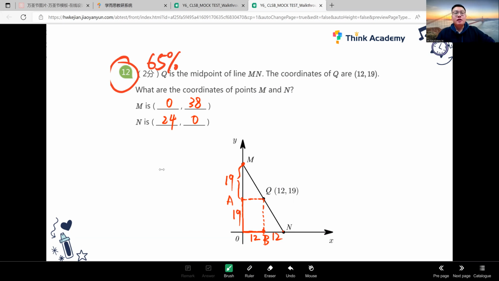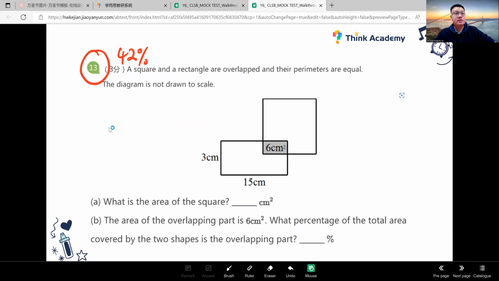Okay, so that's it for this one. Next, question number 13. A square and a rectangle overlap and their perimeters are equal. That is really important information here, because if we get the perimeter of the rectangle, then we know the perimeter of the square. The diagram is not drawn to scale, okay?